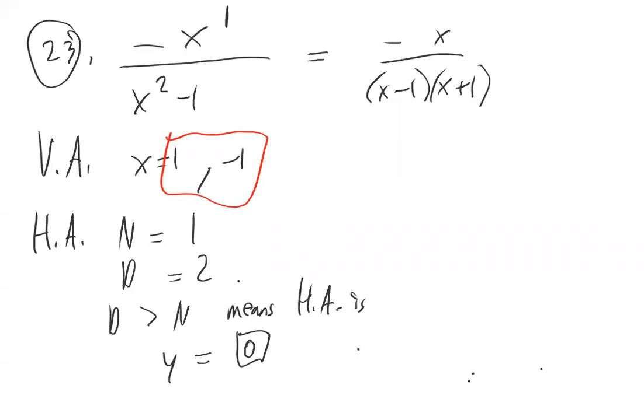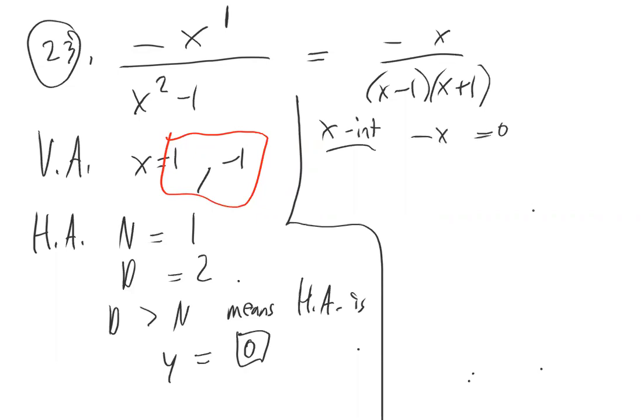And then you have to find the x-intercepts. So to find the x-intercepts, you look at the top of the fraction. The top of the fraction is negative x. You set that to 0 and you divide by negative 1 and you get x equals 0. So the x-intercept is x equals 0, and y equals 0, because if you plug in 0 for x, you get 0 for y. Then you need to find the y-intercept.